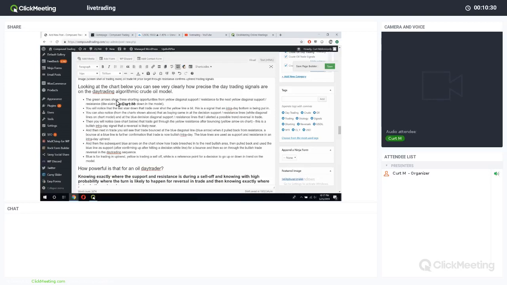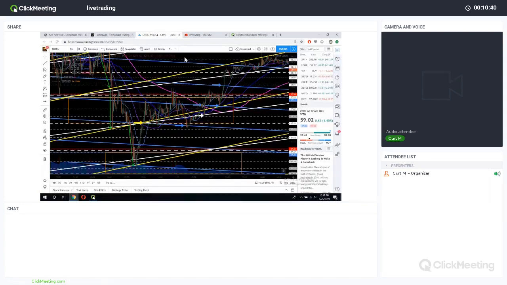So the green arrows show 3 shorting opportunities from yellow diagonal support resistance to the next yellow diagonal support resistance, like stairs stepping down in the trading model. So here's the actual chart, and here's the 3 steps. So they're at these green arrows. So from this yellow diagonal line down to this yellow diagonal line, stair or floor.